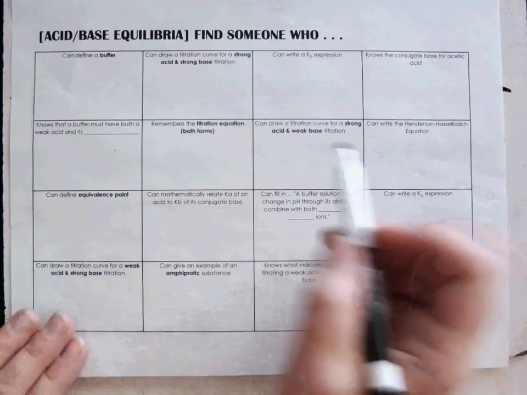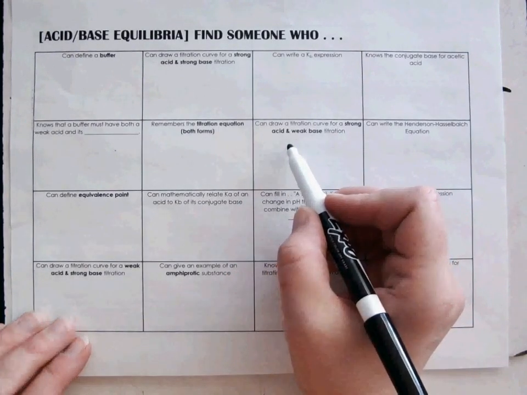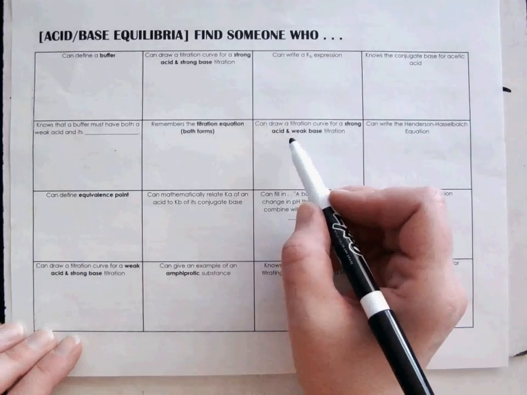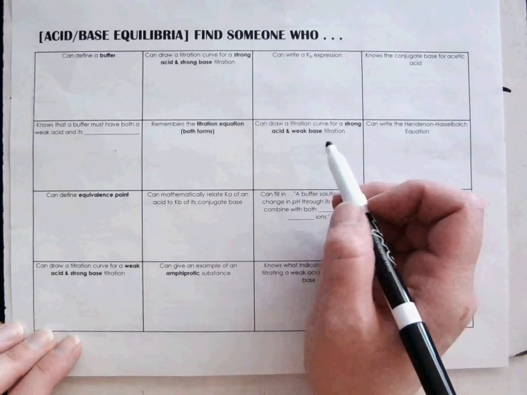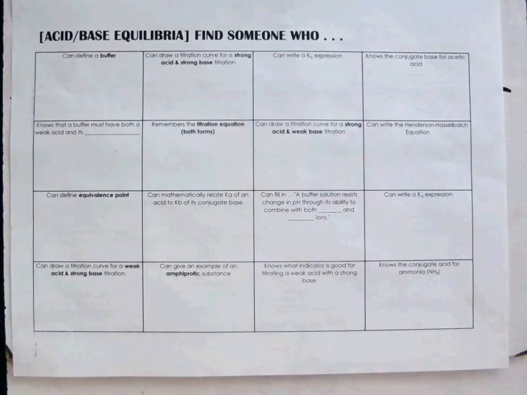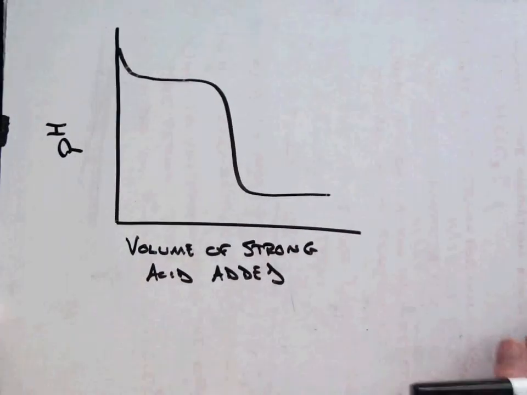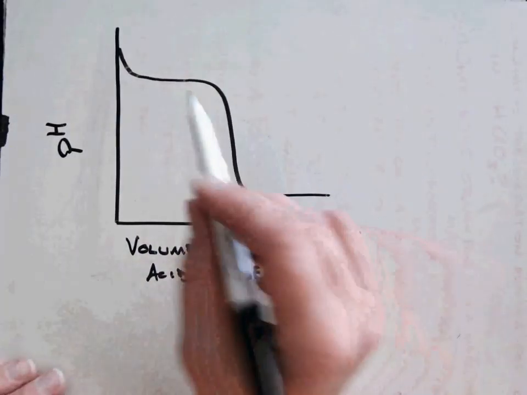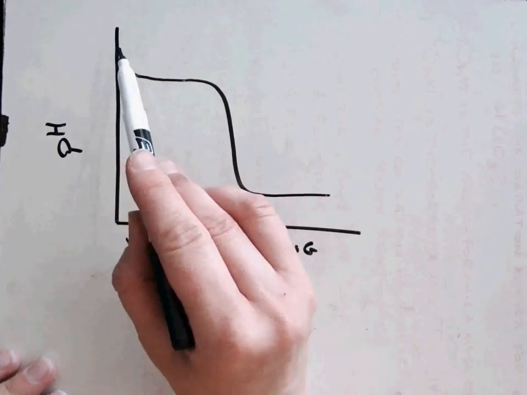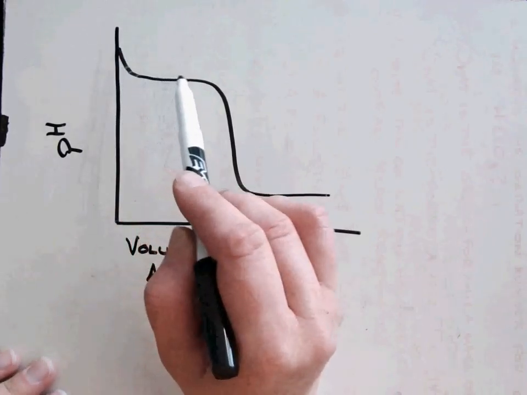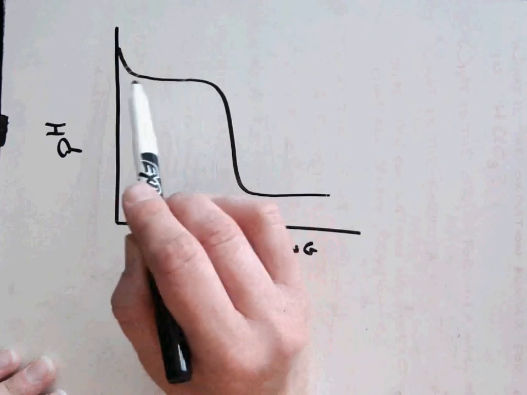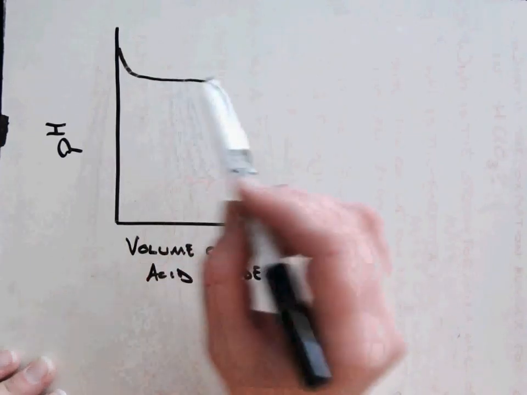Okay, let's see, we are at this one. Can draw a titration curve for a strong acid and weak base. In this case, the weak base will be in the flask. The strong acid will be in the burette. The strong one is always in the burette. So if the weak base is in the flask, we start at a high pH, but it's weak, so it's going to fight a rapid change in pH. So this is the buffering action right here.